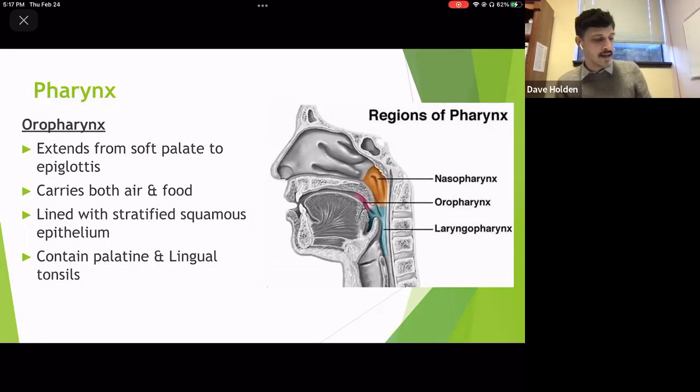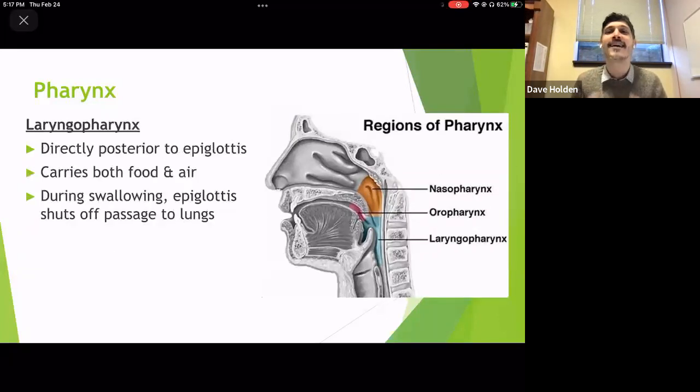This contains your palatine and your lingual tonsils. Anyone ever had their tonsils out? No? Awesome. Good. Strong immune systems. I like it. Tonsils sit right about here, deep inside the mouth, but down in here. And you never even notice tonsils until they become inflamed. And then suddenly you can't swallow and it hurts to speak and all that super fun stuff.